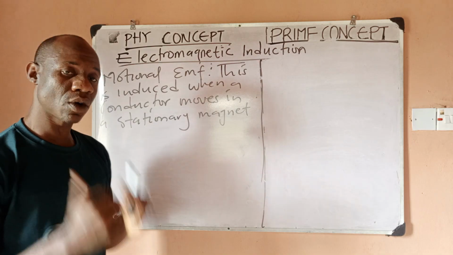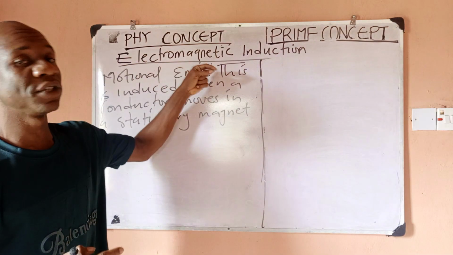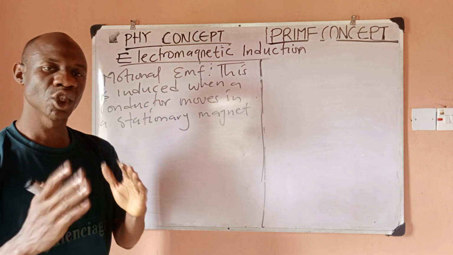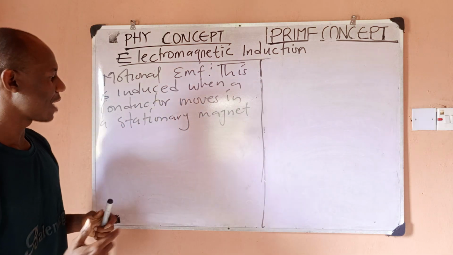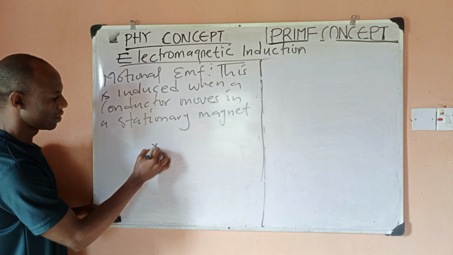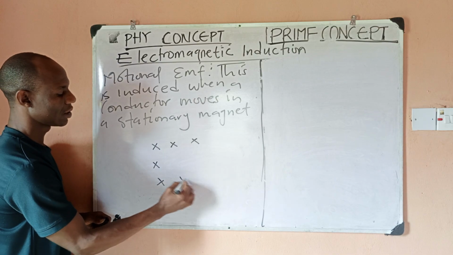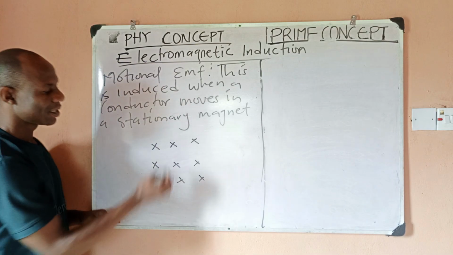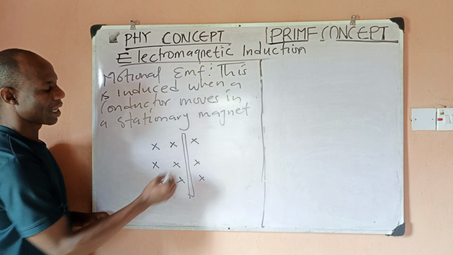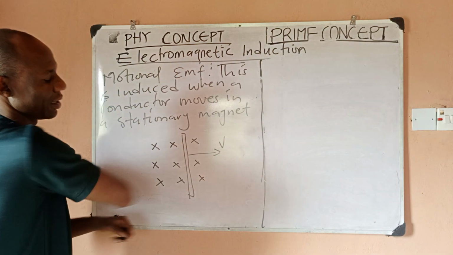So in this case, also, EMF would be what? Induced. And this EMF that is induced by moving a conductor in a fixed magnetic field is known as motional EMF. Now, what actually happens here is that, say I have a magnetic field pointing into this board. Then I have a conductor, and I'm moving it in this direction. This is the direction of motion. I'm dragging it in and out like this.